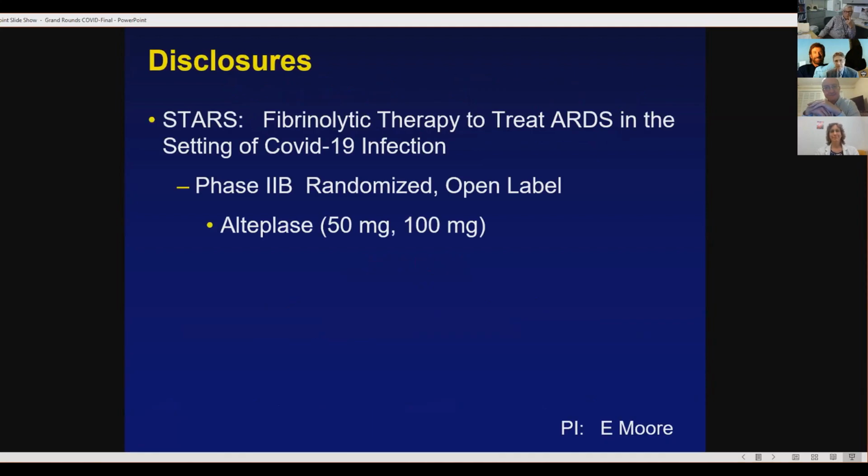So here's my disclosure: I am a co-investigator on this study looking at fibrinolytic therapy for severe ARDS and COVID-19, the STARS study, of which Dr. Moore at Denver Health is the PI, or the main PI here as well.